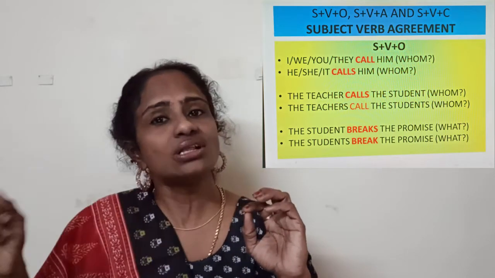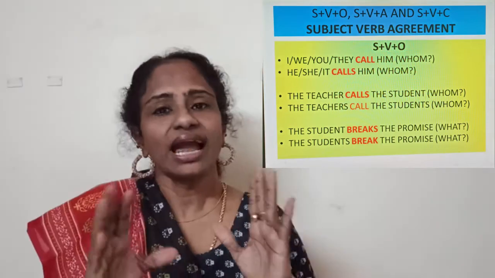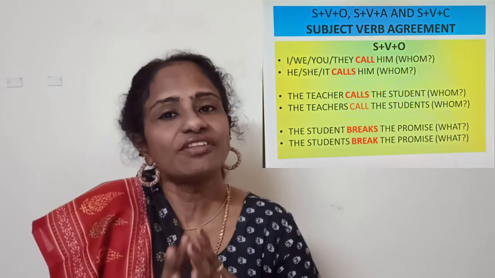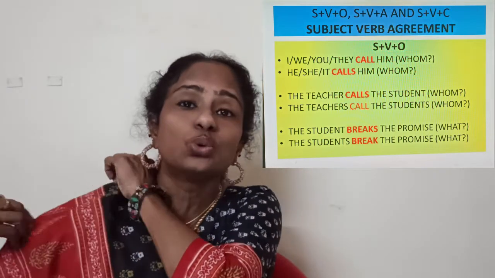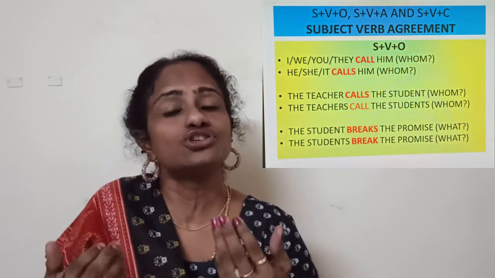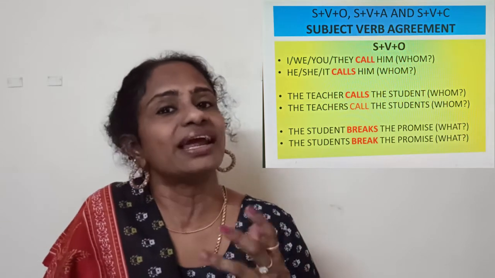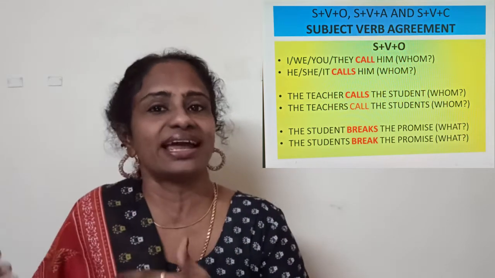So the teacher calls the students. The teachers call the students. I think that much is clear. Next, I have given you one more example. The student breaks the promise. Here, instead of whom, it answers the question what. The student breaks what? The student breaks the promise.